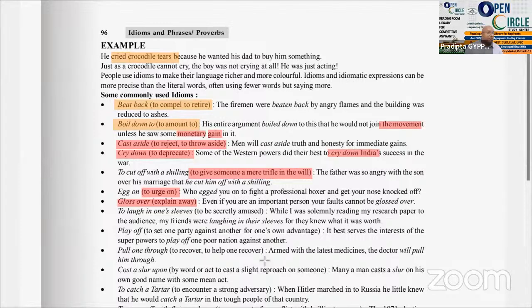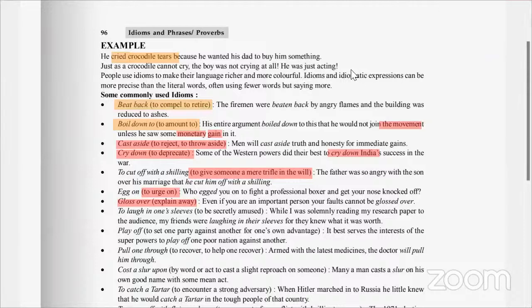Just say when you don't bring your homework, you always try to gloss over. Right? So now you are trying to explain away to escape from the situation. Now read the sentence and tell me the meaning, Shravan. If you are an important person, your faults cannot be glossed over. What is the meaning?